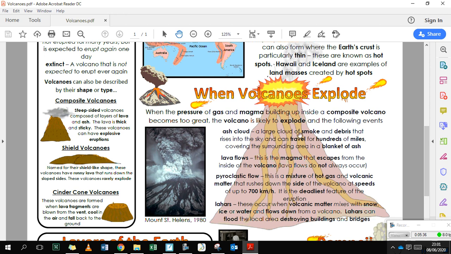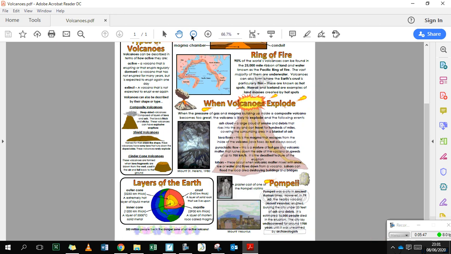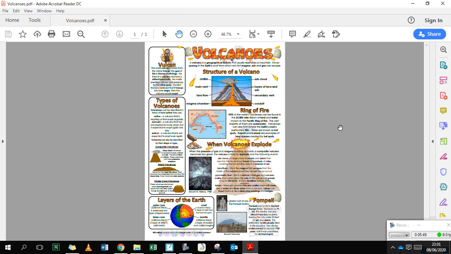I've got a picture of a volcano here behind when volcanoes explode to help to decorate it, so that the fact file then ends up being a really eye-catching piece of information. You can set your work out however you choose.